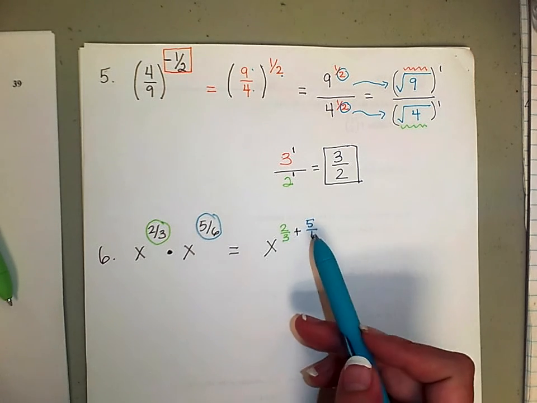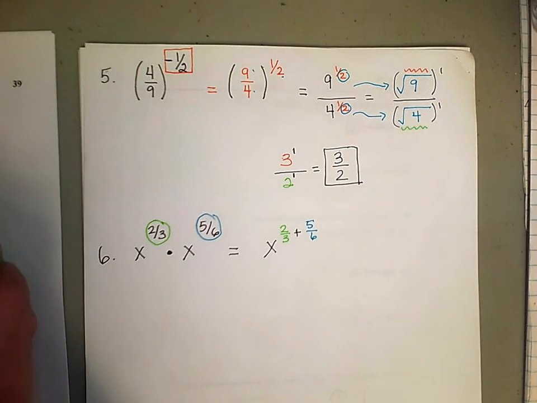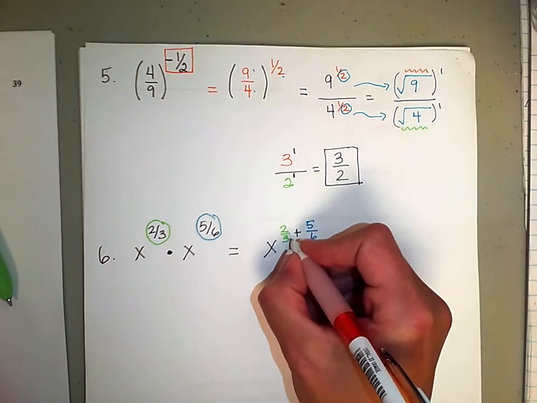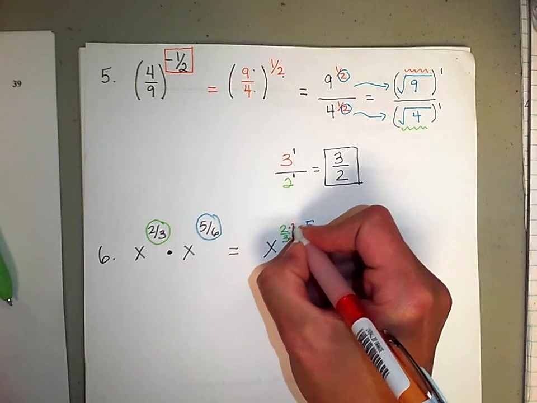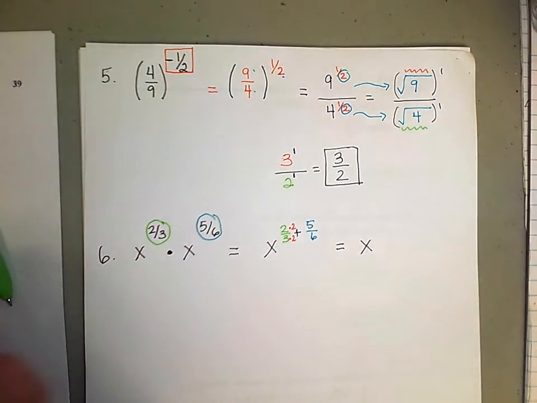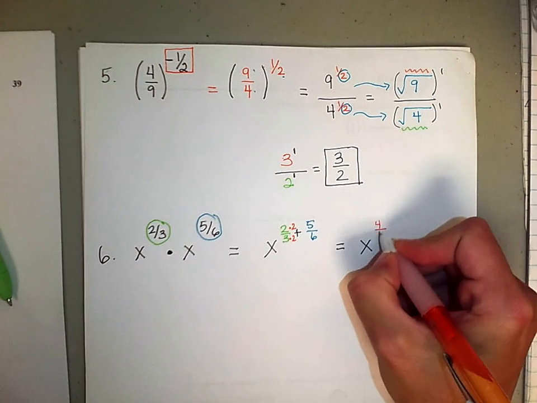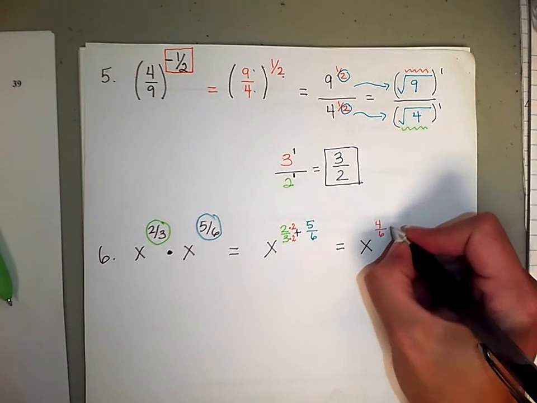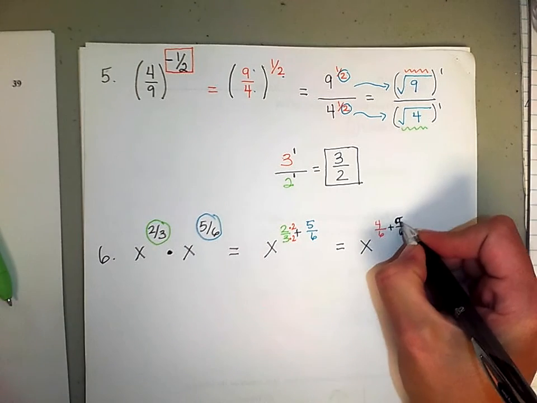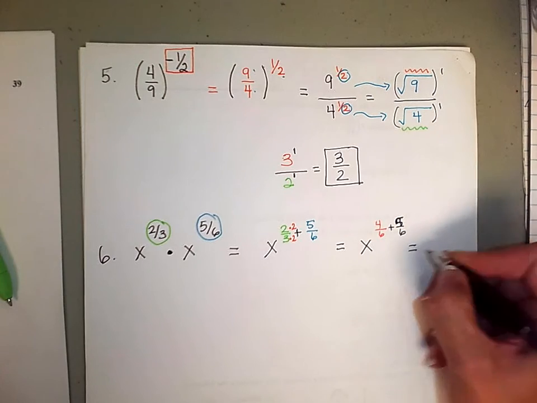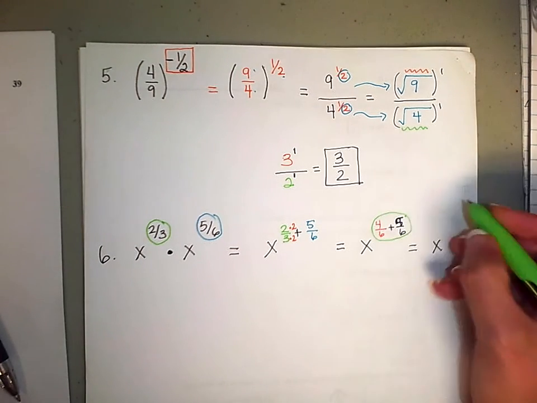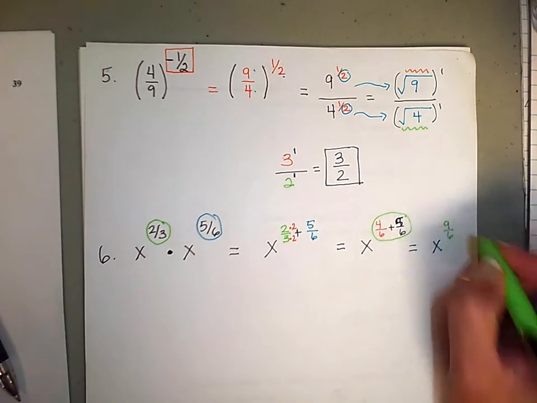To simplify this exponent, we're going to have to add fractions, and when adding or subtracting fractions, we need a common denominator. In this case, it will be 6, so I can multiply this by 2 and this by 2. So this is equal to x to the 4/6. We didn't have to change the 5/6. And then in the end, when we add these, it becomes 5/6 plus 4/6 is 9/6.